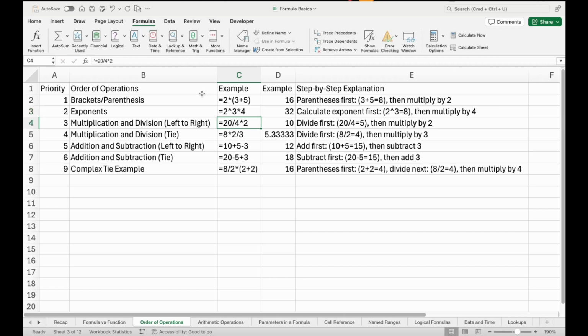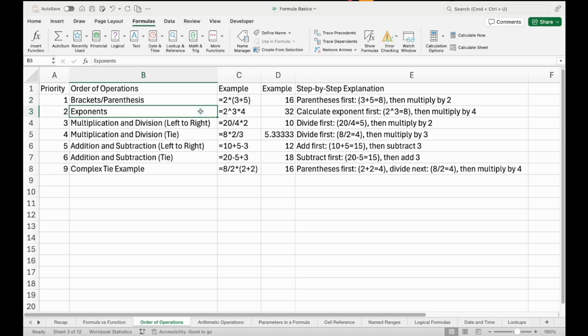Okay, so now let's start with the order of operations. In the order of operations, the first thing that is calculated is brackets or parentheses. So anything within the brackets. For example, 2 multiplied by (3 plus 5), 3 plus 5 being within the brackets, will be evaluated first, right?